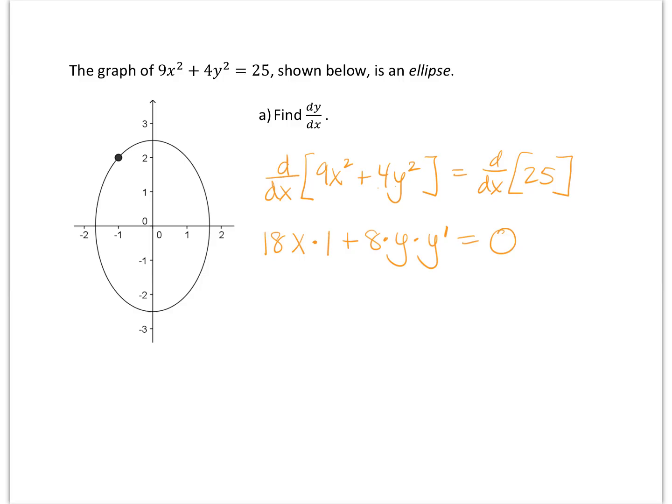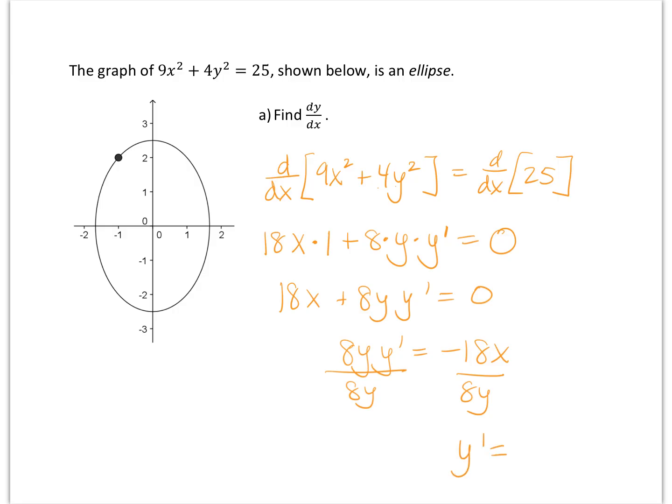Now what I want to do is solve for y prime. This says 18x plus 8y prime equals 0. I just want to get y prime by itself, because y prime is just another notation for dy dx. I'm going to subtract 18x from both sides, so 8y prime equals negative 18x. Divide both sides by 8y, and we get y prime equals negative 9x over 4y.